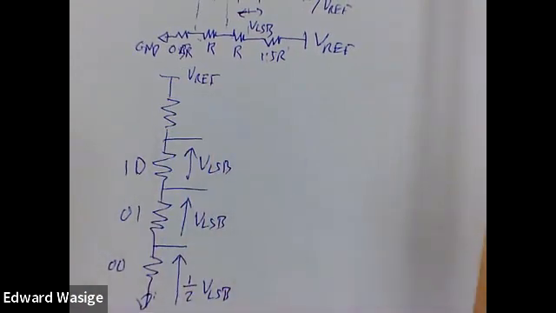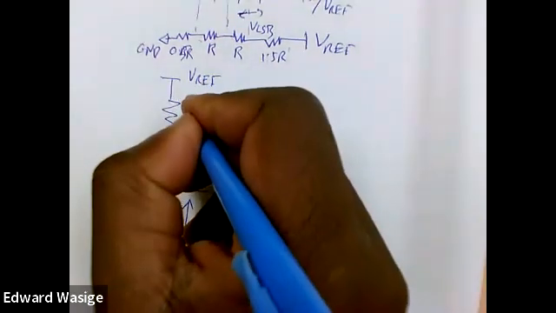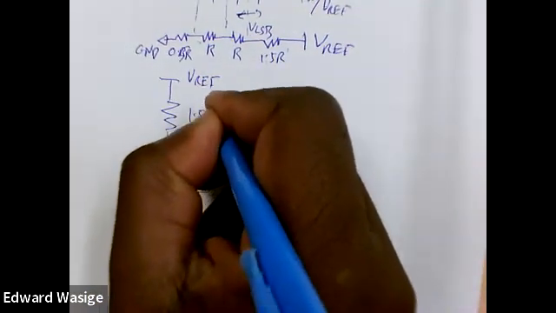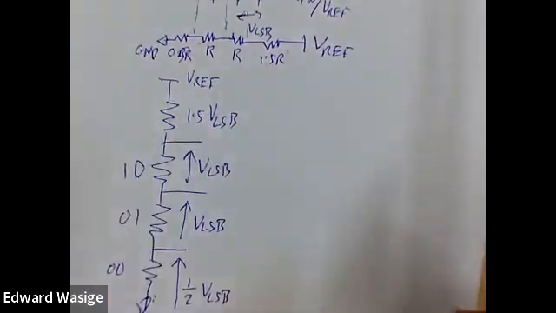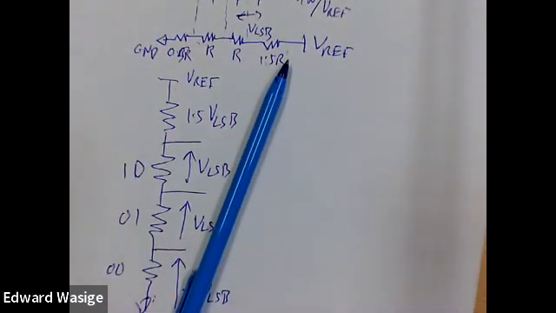For the final value, this needs to be 1.5 VLSB. What's the reason for that? I'll just check in the handout to see if I have a simple explanation for that.